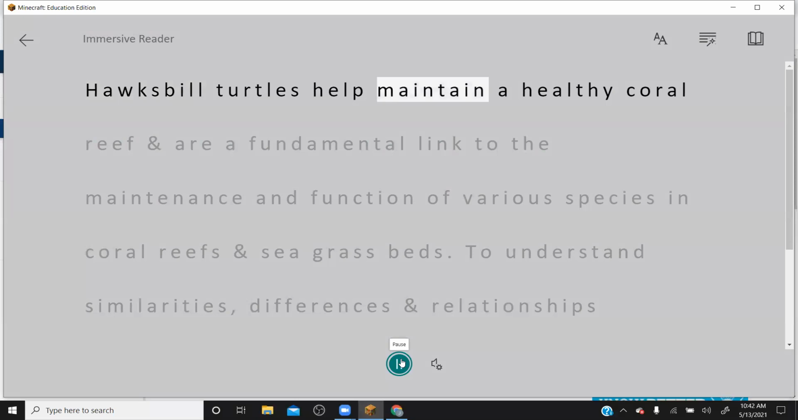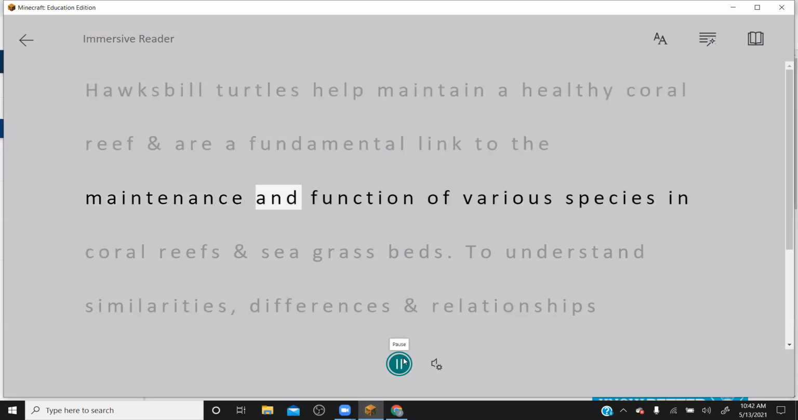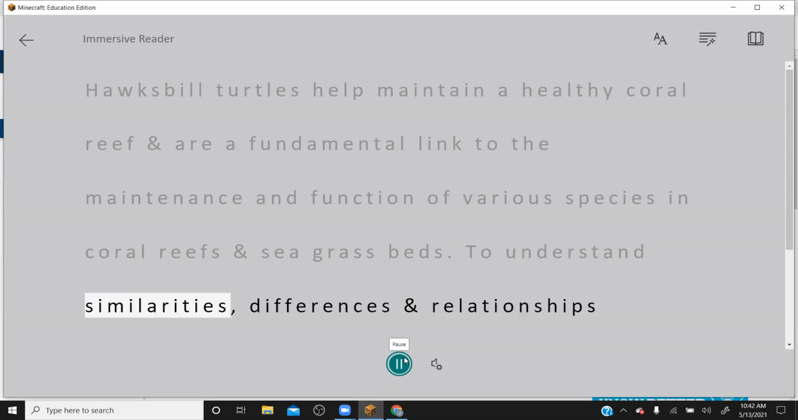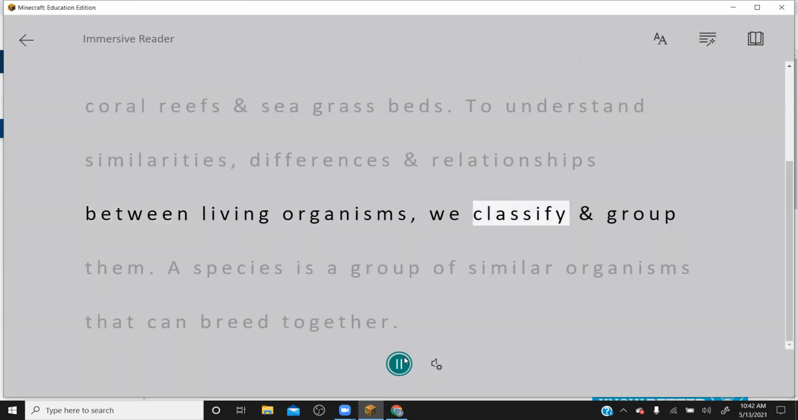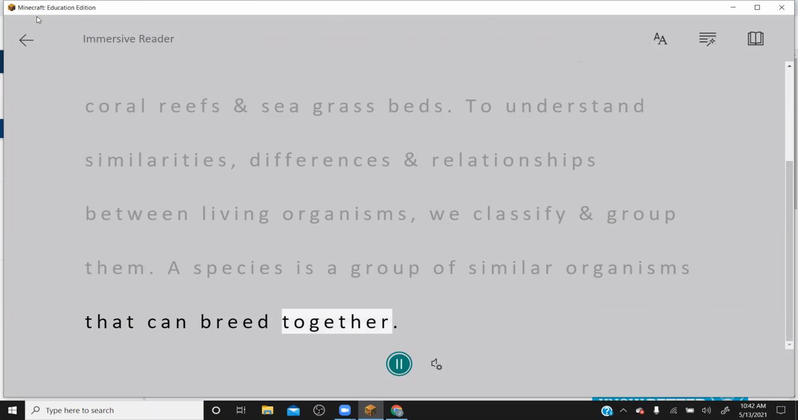Hawksbill turtles help maintain a healthy coral reef and are a fundamental link to the maintenance and function of various species in coral reefs and seagrass beds. To understand similarities, differences, and relationships between living organisms, we classify and group them. A species is a group of similar organisms that can breed together.